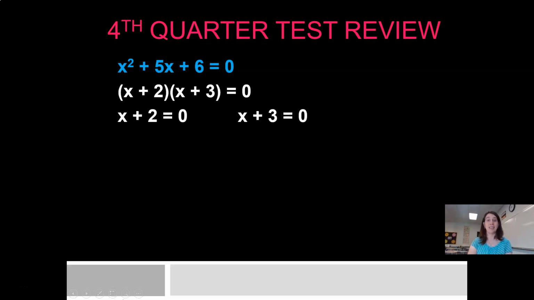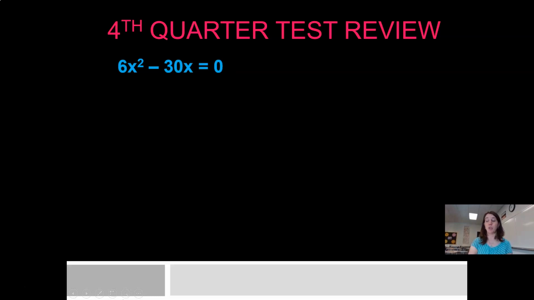Both of these equations now require us to subtract. So 0 minus 2 is negative 2, and 0 minus 3 is negative 3. Again, we started the question with an x squared, so we have two final answers in our questions, the negative 2 and the negative 3. One last question along this line, number 27. 6x squared minus 30x is equal to 0.